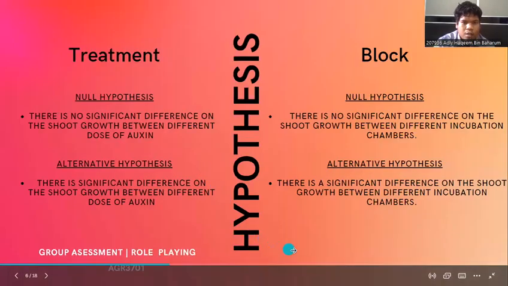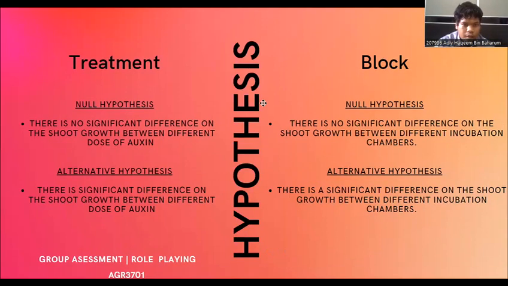And then the hypothesis for the treatment. There are 2 hypotheses because the design we use is RCBD, randomized complete block design. So the first hypothesis for treatment: the null hypothesis is there is no significant difference on the shoot growth between different doses of auxin. And the alternative hypothesis is there is significant difference on the shoot growth between different doses of auxin.